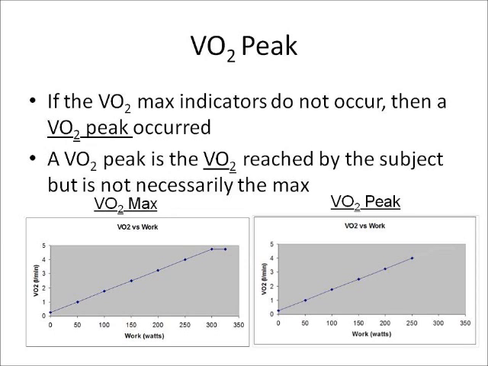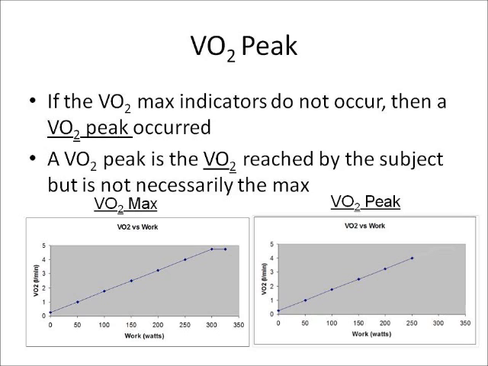Next slide is VO2 peak. If the VO2 max indicators do not occur, then a VO2 peak occurred. So your blank there is VO2 peak. A VO2 peak is the VO2 reached by the subject but is not necessarily the max. So your blank there is VO2.